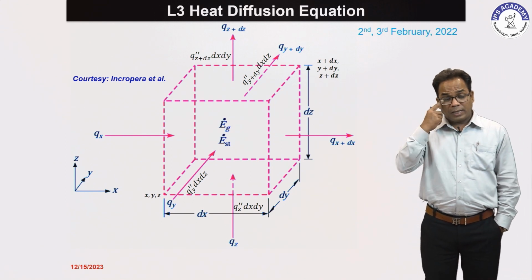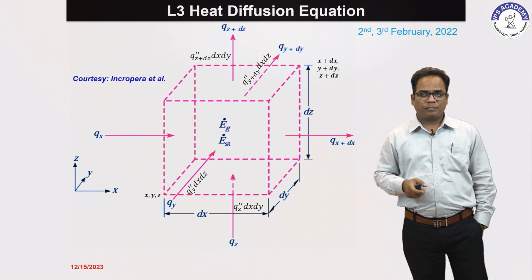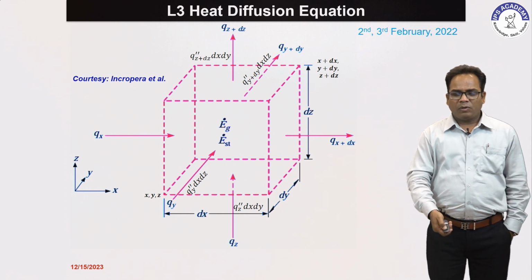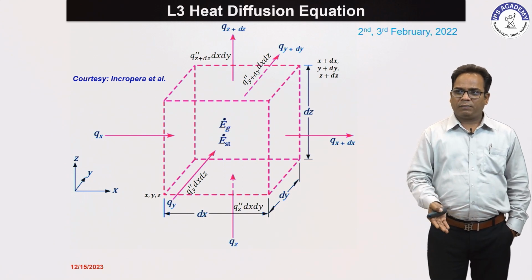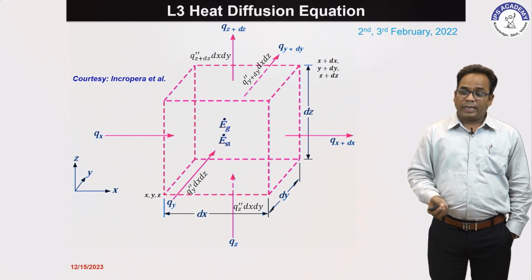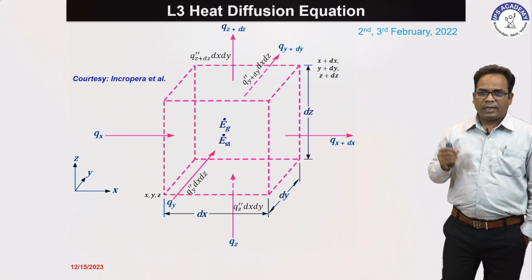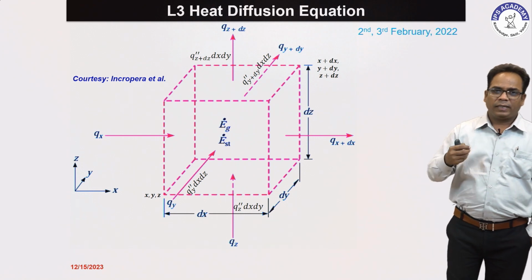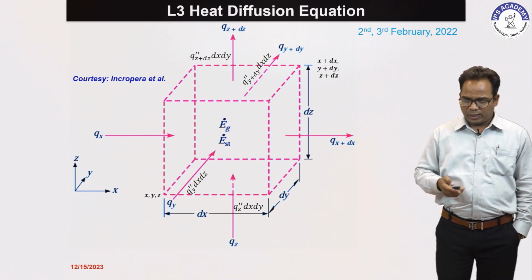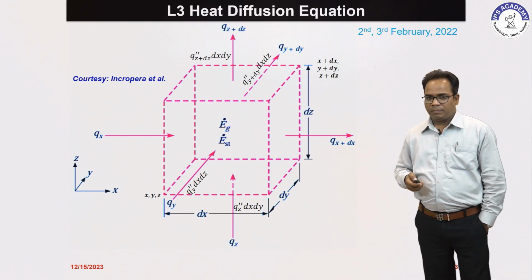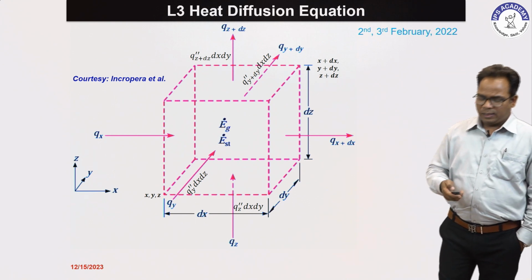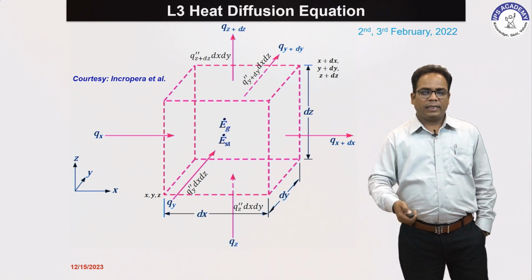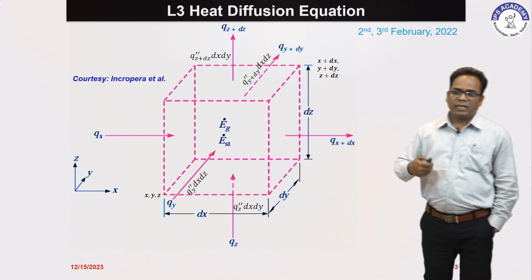Okay, and this is the amount of heat which is entering through the y face, that is qy, and this is the amount of heat which is coming out from the y plus delta y face, that is qy plus dy. Similarly for the z face, okay, the amount of heat which enters into the z face, that is qz, and the amount of heat which leaves from the z plus delta z face, that is qz plus dz. Okay, and we also have to consider Eg, which means the rate of energy generation.